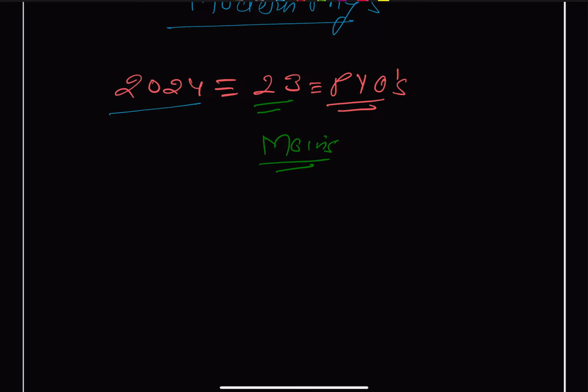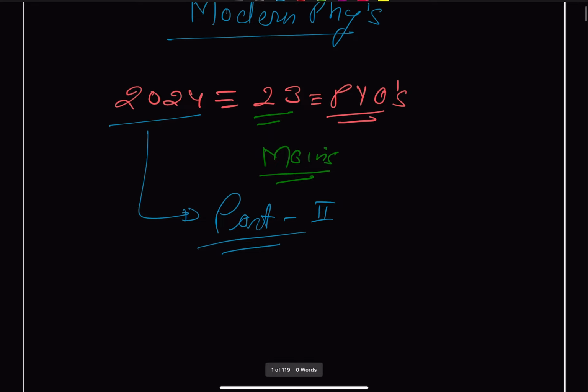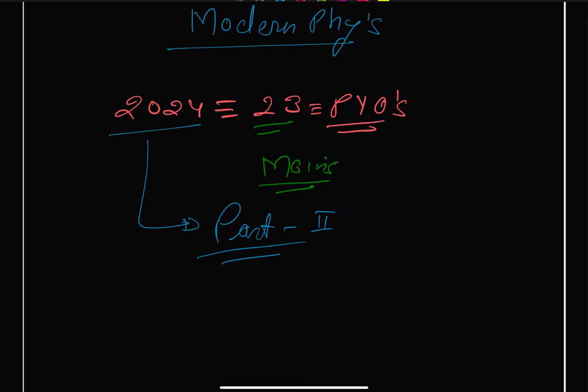And for the year 2024, this is part second. We have already solved 27 questions in the part 1 for the year 2024. Topic was the same, that is modern physics.